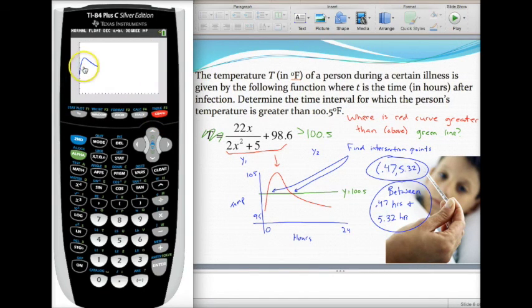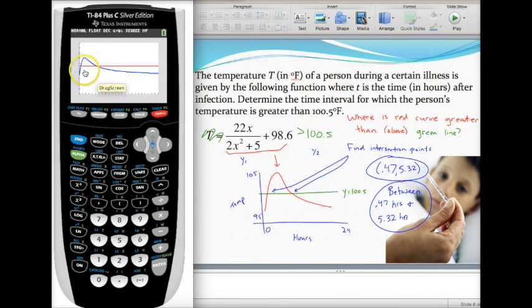Alright, so there's the curve that represents my temperature. I can see that it spikes initially, and then it starts to balance out at 98.6 degrees. Eventually it would get closer and closer to that. And then this red line represents where my temperature would be 100.5. The question was, when is my temperature greater than, above 100.5? Well, visually I can see that that's this part right here, where the blue curve is above the line of 100.5.